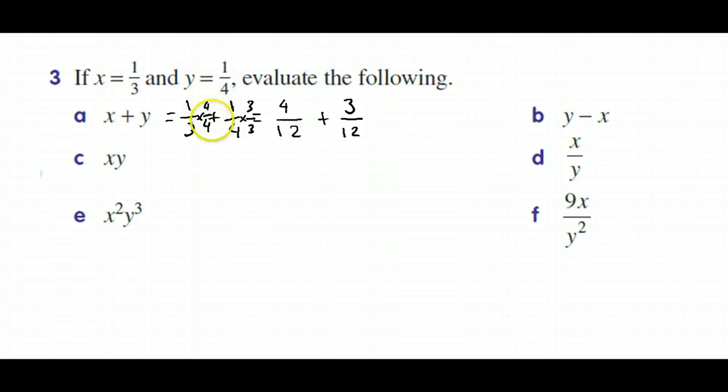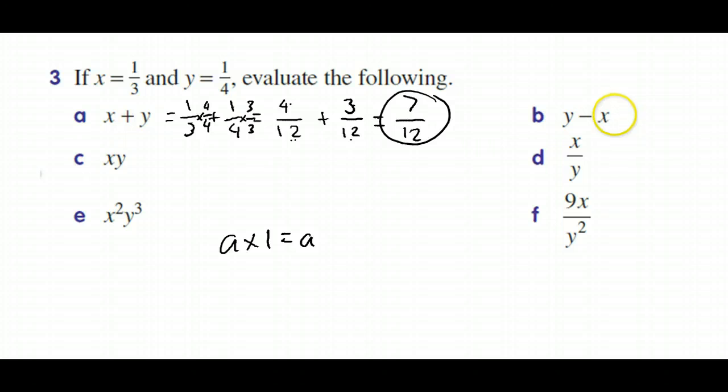3 over 3 is 1, and 4 over 4 is 1. So without changing them, when you multiply something by 1, you don't change it. A times 1 still equals A, so you haven't changed it. We're able to get a different denominator, and it looks different, but it's still the same sum, and now I can add them together. 4 plus 3 is 7 over 12. Notice we add the top, but we don't add the bottom. The bottom stays the same.